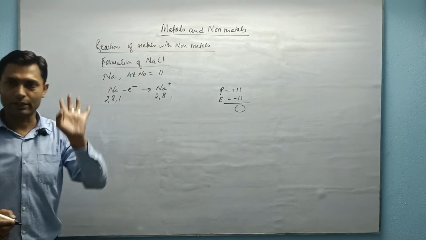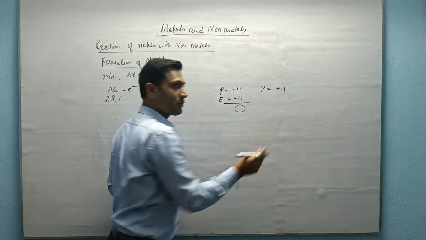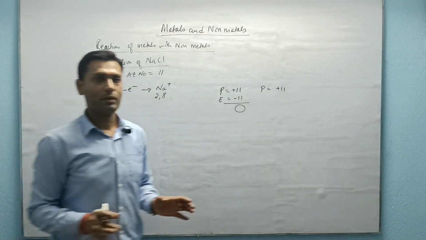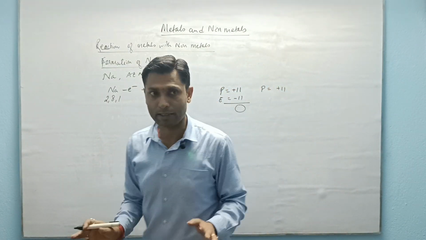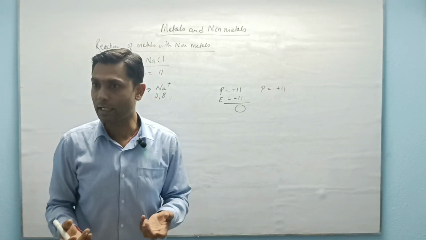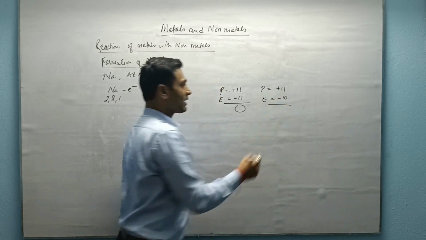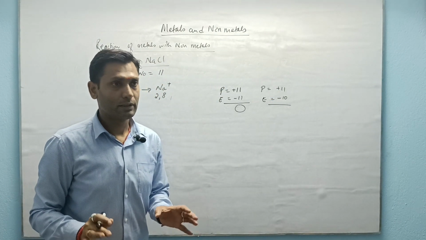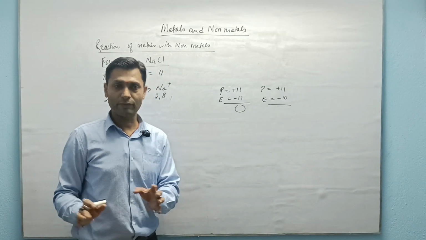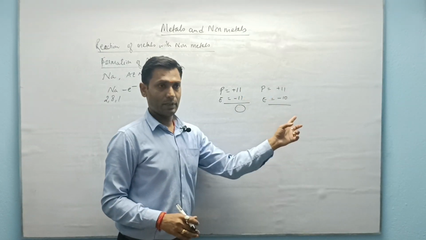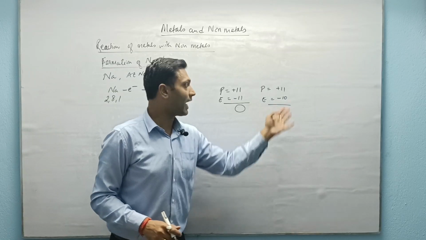Now after losing 1 electron, how many protons are there? 11, because protons are not getting lost. Protons are present inside the nucleus, so the proton number will remain intact. But electrons are getting lost. So the electrons will be 10. This plus and minus, I am just indicating the nature of charge, and how many positive or negative charges is indicated by the number. So after losing 1 electron, sodium is left with only 10 electrons and 11 protons.